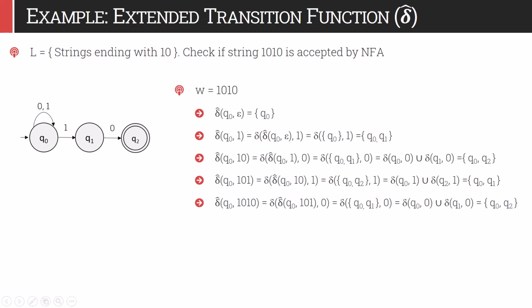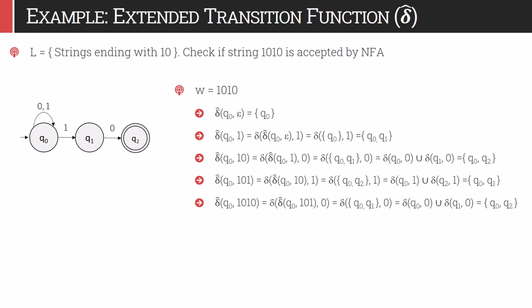And finally the entire string 1010. Writing it as x dot a, x would be 101 and a would be the last symbol 0, and we can represent it as delta hat of Q0 comma x, that is 101, comma a, that is 0. This part is already computed in the previous line, that is Q0, Q1, and the transition from Q0, Q1 on input symbol 0 would be the union of these two, and that is ultimately Q0, Q2.